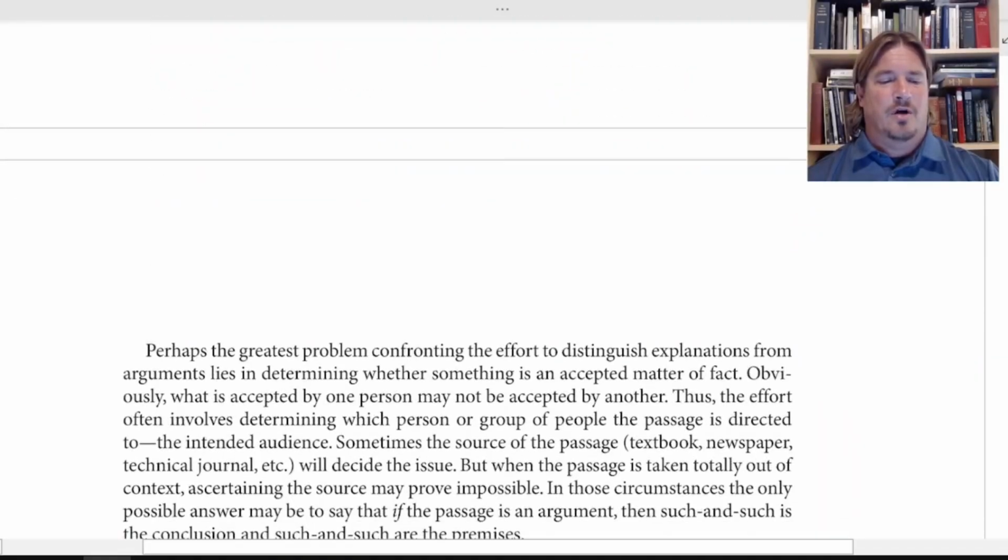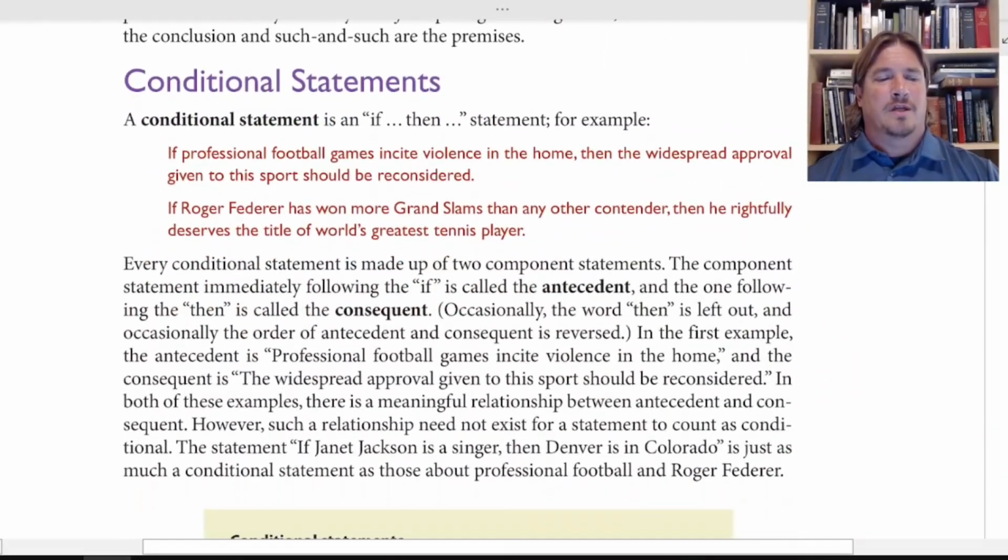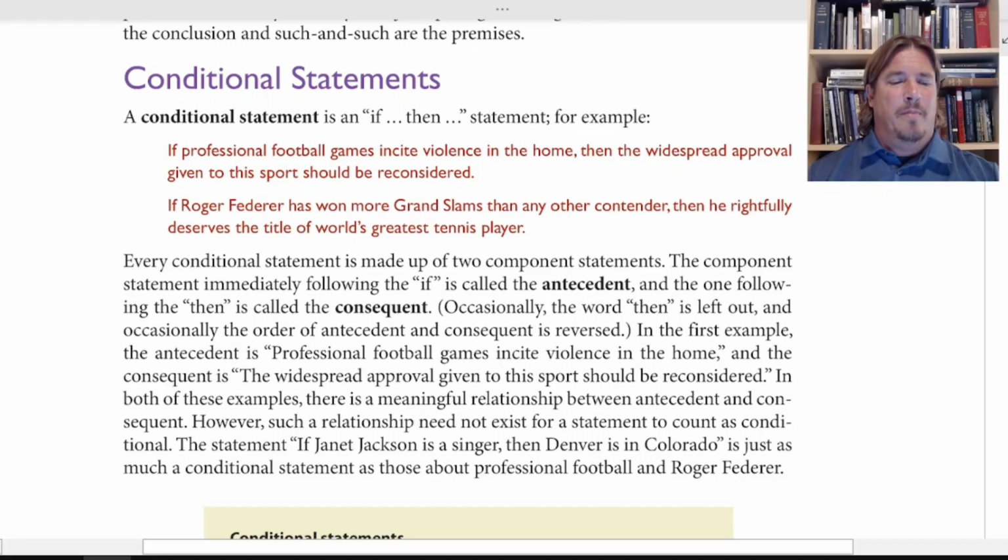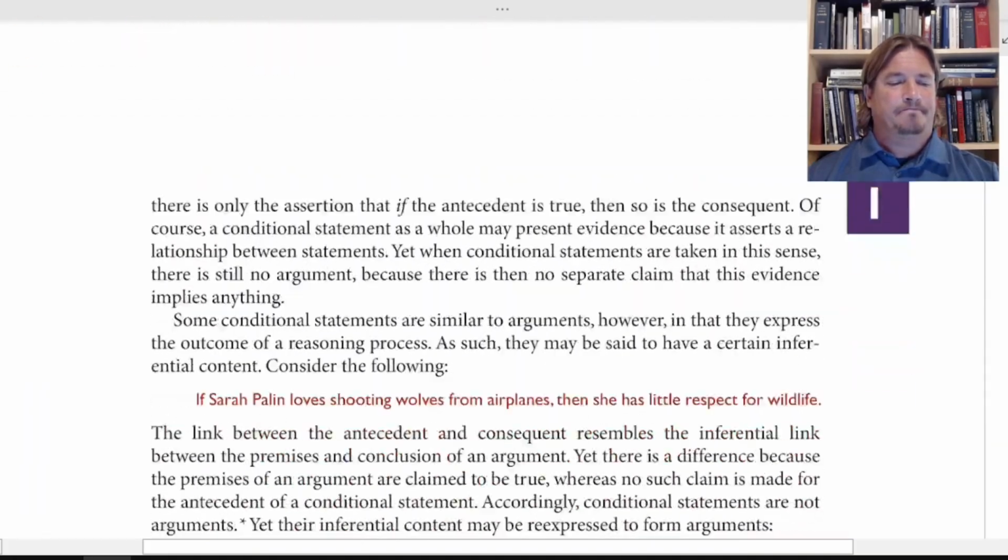So just note that distinction. I think explanations are often confused for arguments. Conditional statements by themselves are not arguments, right? If I just make an if-then claim alone, that's not an argument. An if-then claim can be part of an argument, maybe in a premise or conclusion, but by itself, it's not an argument.